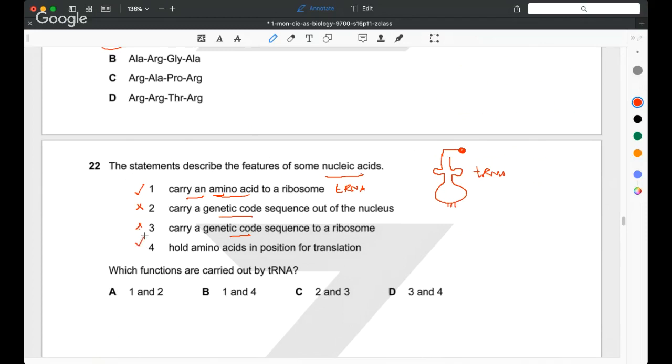The amino acids are held in position for translation. That's true because a number of these transfer RNAs will bind to the messenger RNA in the ribosome, and then there'll be a condensation reaction between consecutive amino acids to join them together. So it's true that amino acid can be held in position by a nucleic acid. And so for that one, 1 and 4 are correct, which gives you your answer B.